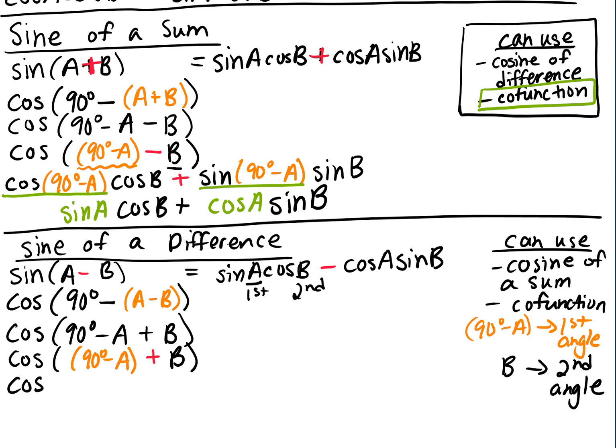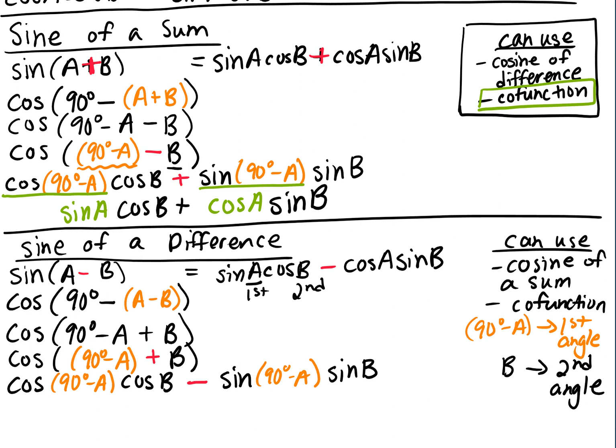We'll do cosine 90 minus A. Again, that's my first angle. Cosine of my second angle, which is B. And then with the cosine identities, the sign is opposite. So for the sum, we have subtraction in the middle. And then we'll do sine of the first angle, which is 90 minus A, sine of the second angle, which is B.